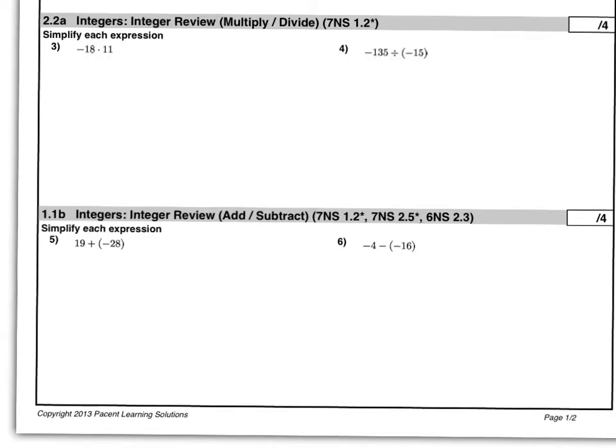Number 3 is simplify, and this is a multiplication and division, and so basically most of you missed it because you didn't have the right sign. So you have to remember that a negative times a negative is equal to a positive. A negative times a positive is equal to a negative, and a positive times a positive is equal to a positive. And the same thing works if you're using division. So if this is a negative divided by a negative, you still get a positive. If it's a negative divided by a positive, you still get a negative. If it's a positive divided by a positive, you get a positive.